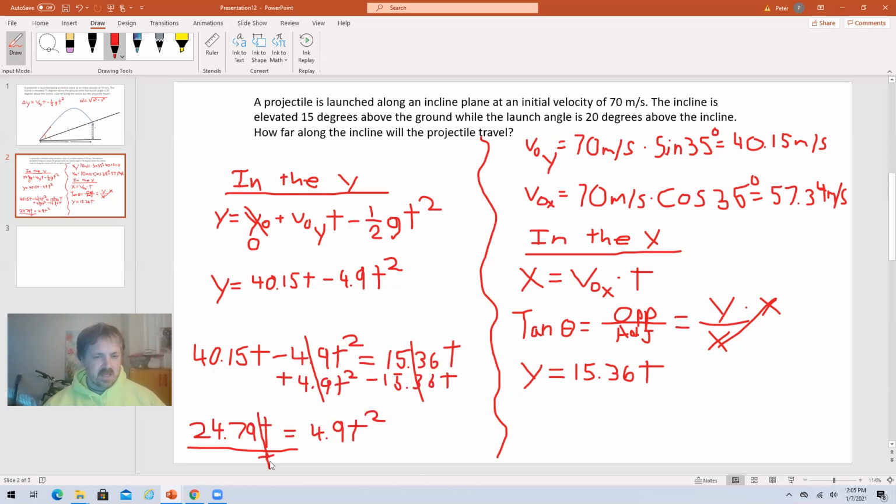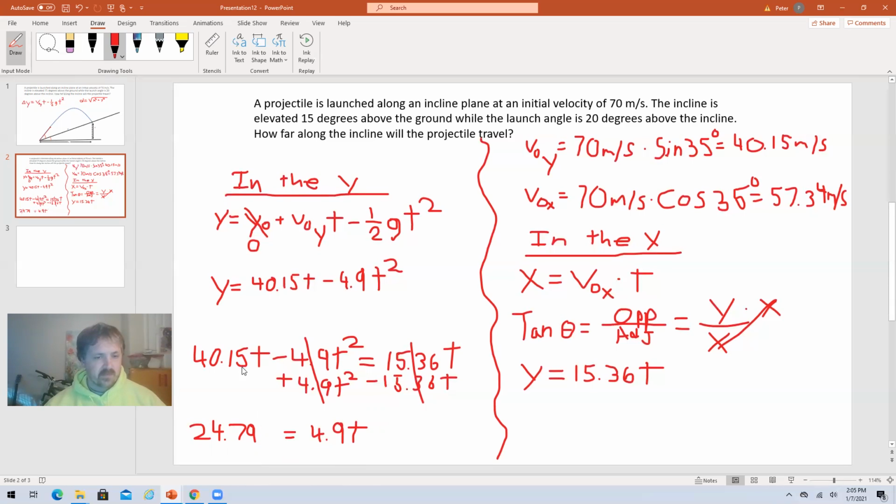Okay. This cancels, right? If I divide this side by t, we just get t. This squared basically cancels, because this is just t times t. If I divide it by t, one of those t's cancels out. So keep that in mind. We end up with this: 24.79 equals 4.9 t.